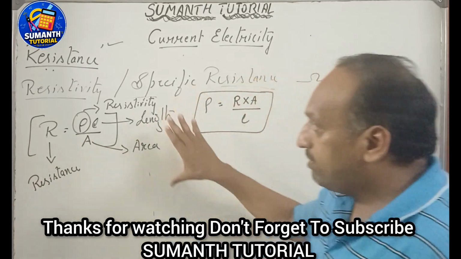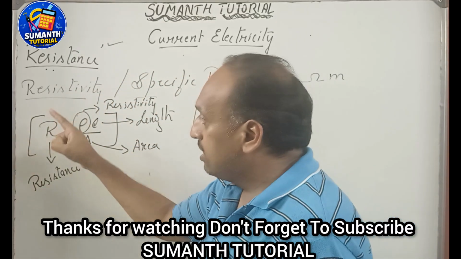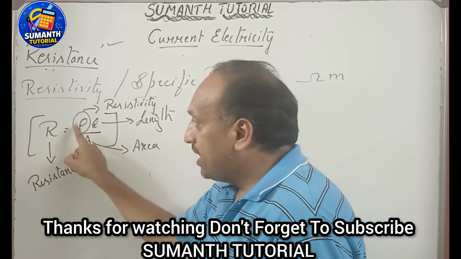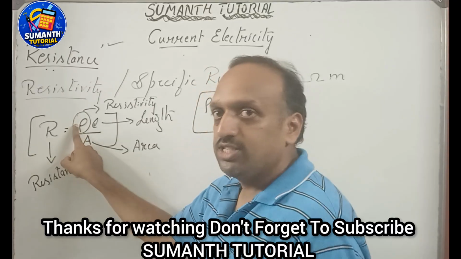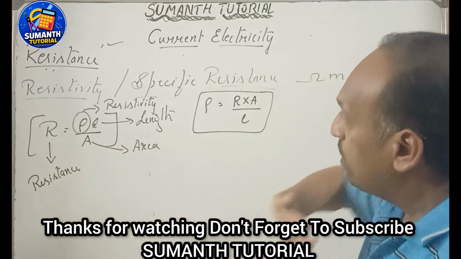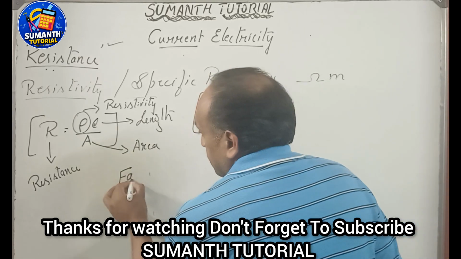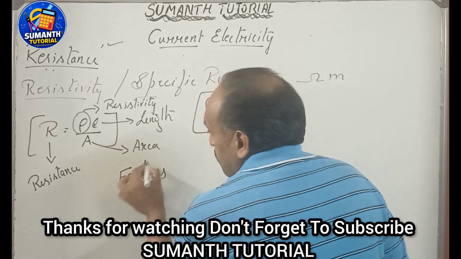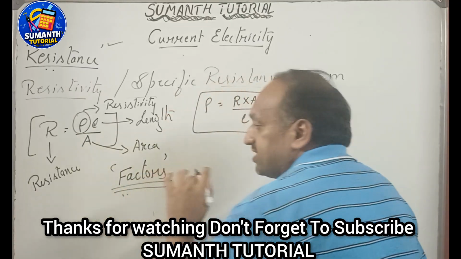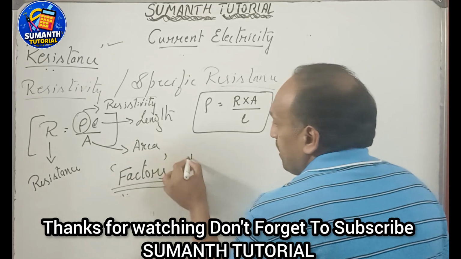Done? So I repeat one more time. This formula is important: R is equal to rho L by A. Can you see this symbol? This is rho. This is resistivity. Done? Clear? Now, here also, factors affecting the resistance or the specific resistance here. The first one is material.